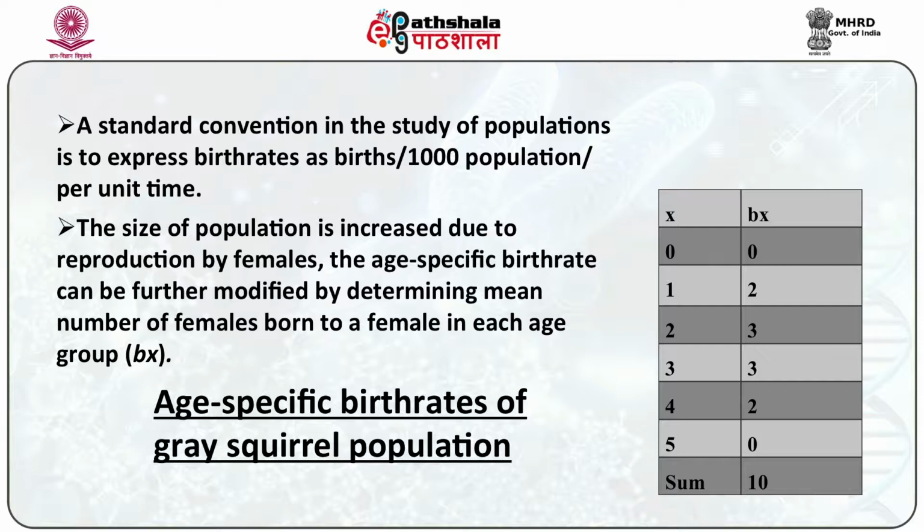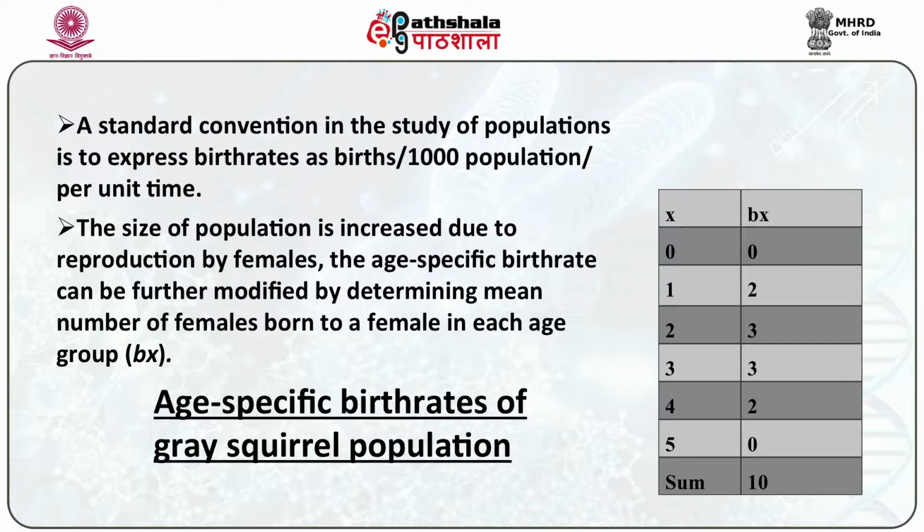First, in a sexually reproducing population, only females can give birth to young ones, and second, the number of births given by a female varies with age. Hence, birth rate can be expressed as the number of births per female of age x. As the size of the population increases due to reproduction by females, the age specific birth rate can be further modified by determining the mean number of females born to a female in each age group, that is Bx.